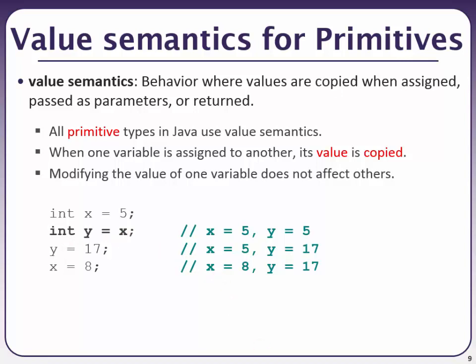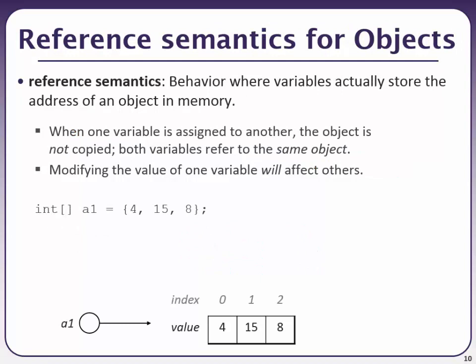Now let's take a look at the other type of semantics that we find in Java. So this is value semantics for primitive data types. Now we are going to talk about reference semantics for object data types.